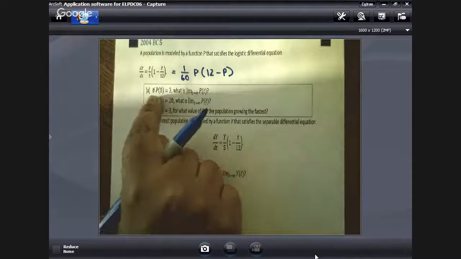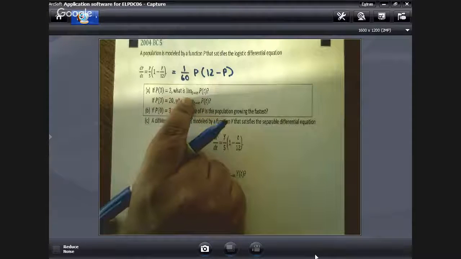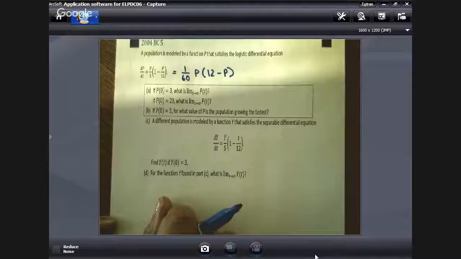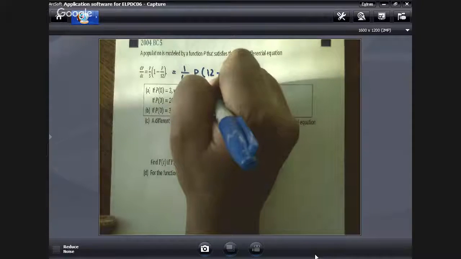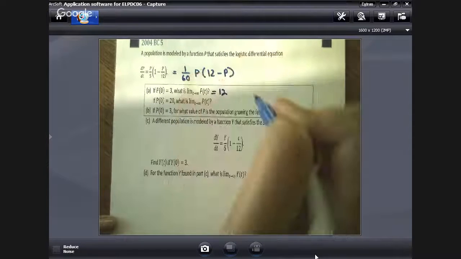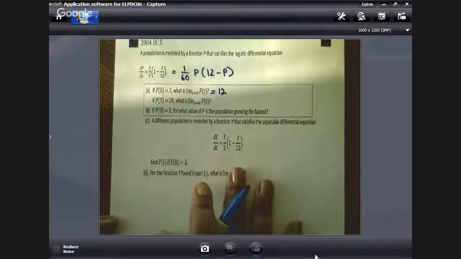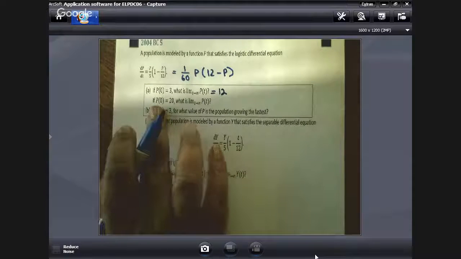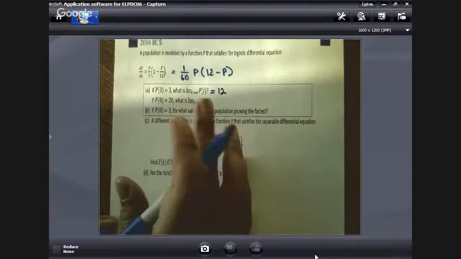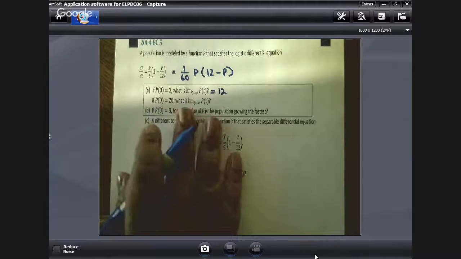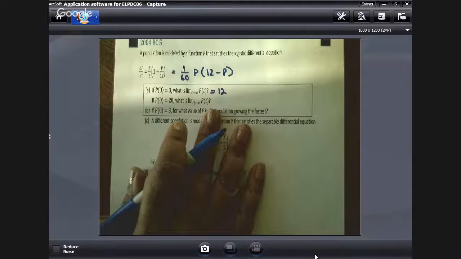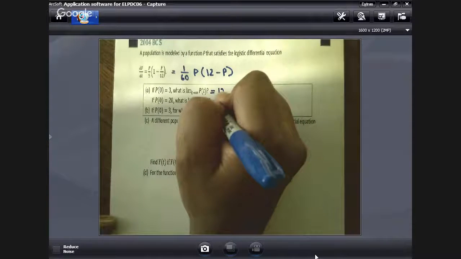Part A, if p of 0 equals 3, what's the limit as t goes to infinity of p? You know what? It doesn't matter what p of 0 is. It doesn't matter where we start, because it'll always come down to the carrying capacity. So this limit is actually equal to 12. I'm just going to write it right there. On the real exam, you'd have to write it in the space, but I'm just going to write it right here. If p of 0 equals 20, what's the limit? The limit's the same, right? The carrying capacity is the carrying capacity no matter what the initial value was. So this limit is also 12.